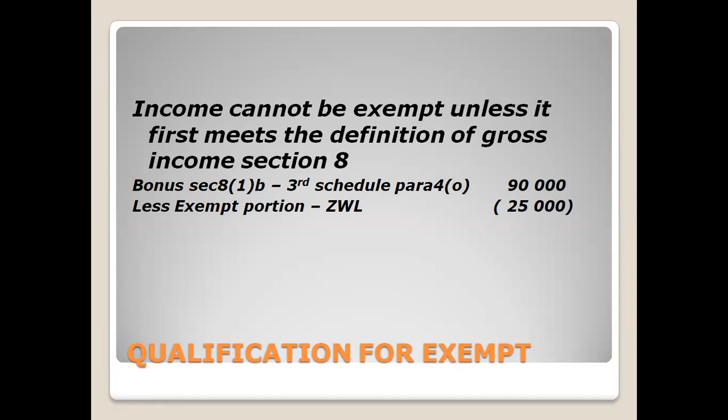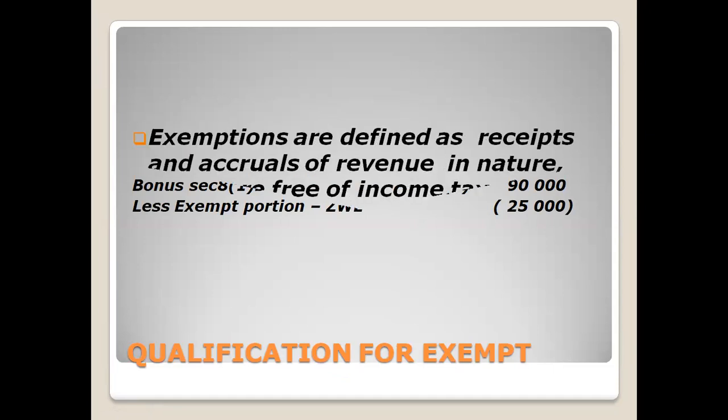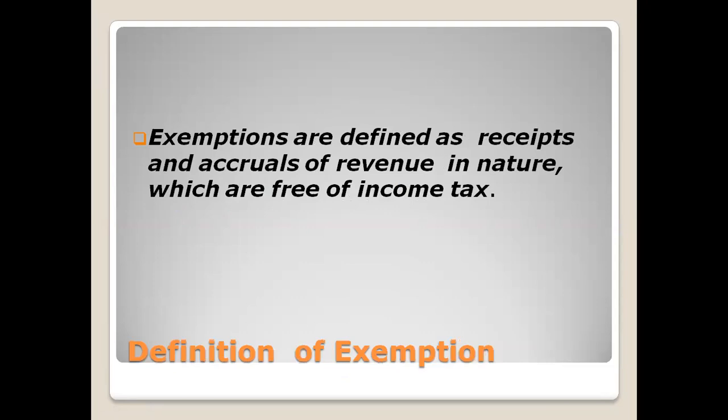We want to be in a position to define what an exemption is, the definition of exemptions. Exemptions are defined as receipts. Remember what we do in the determination of what we call taxable income. We call taxable income any amount that is received or accrued. Received is the key term there, and also accrued.